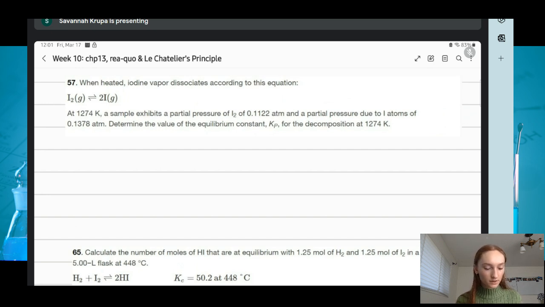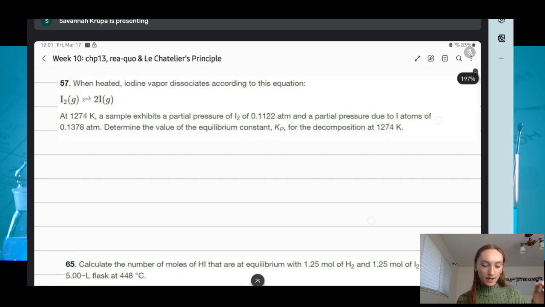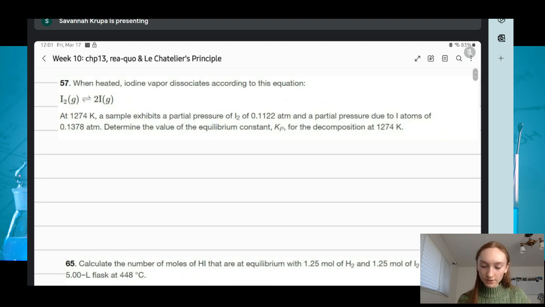This is question 57. So this one asks, when heated, iodine vapor dissociates according to this equation. So I2 gas goes to 2 I gas. At 1,274 Kelvin, a sample exhibits a partial pressure of I2 of 0.11228 atmospheres and a partial pressure due to iodine atoms of 0.1378 atmospheres. Determine the value of the equilibrium constant, Kp, for the decomposition at 1,274 Kelvin.